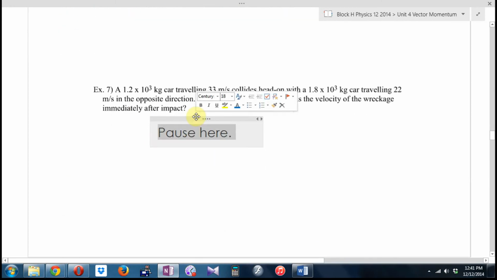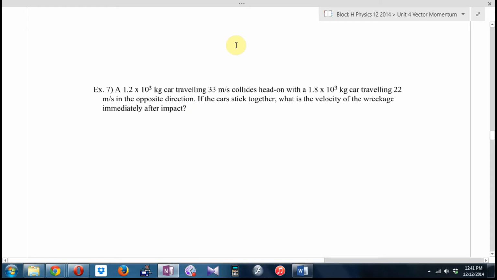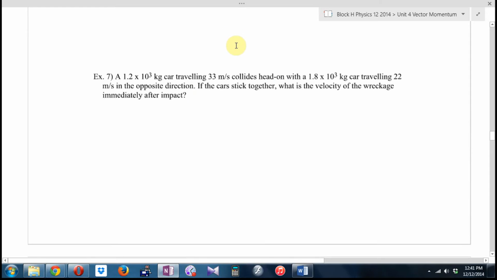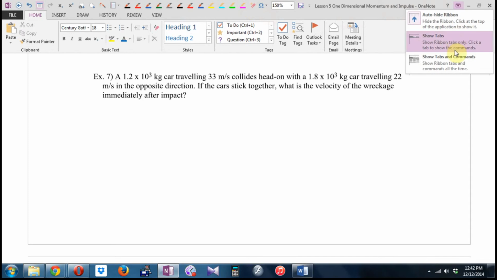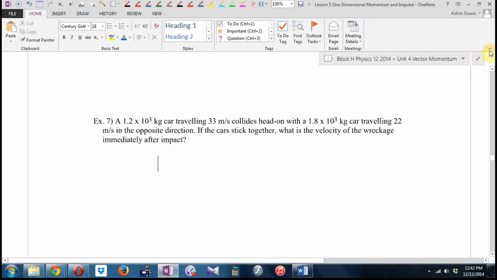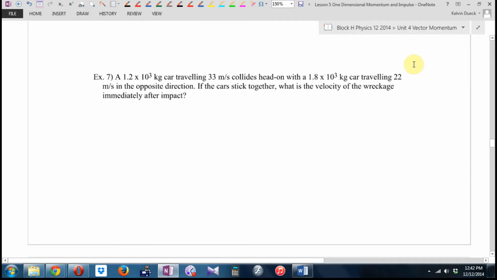Example 7. A 1.2 times 10 to the third kilogram car traveling 33 meters per second collides head-on with a 1.8 times 10 to the 3 kilogram car traveling 22 meters per second in the opposite direction. You know what? Because I've gone on my vector rant, I would recommend underlining in the opposite direction. I think that's probably going to be important.